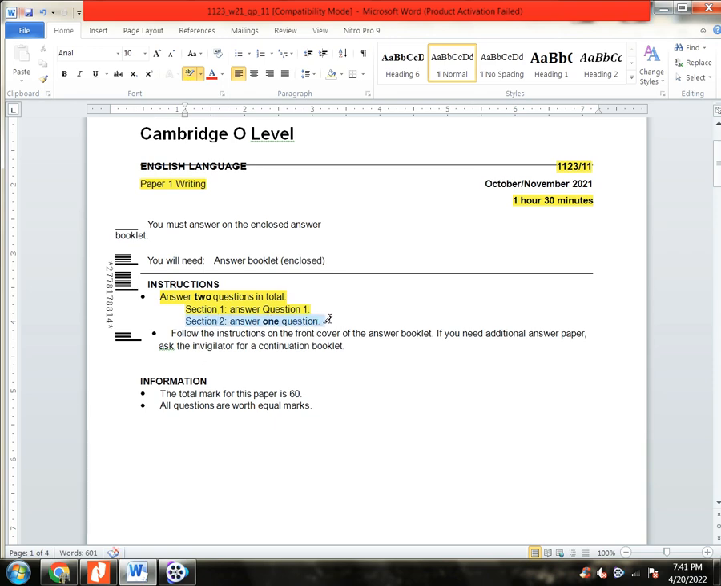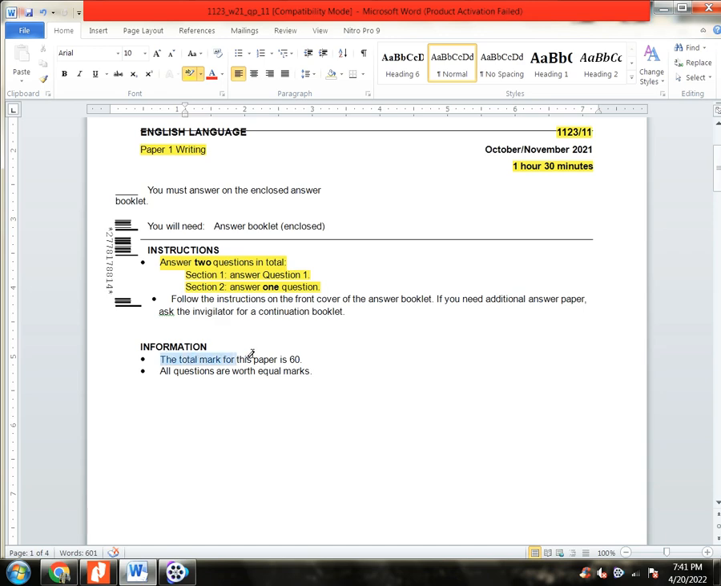Section 2 has a choice. You can answer 1 essay out of a number of essays that you get. The total marks for the paper is 60 and all questions are worth equal marks. That means that both the questions are for 30 marks.